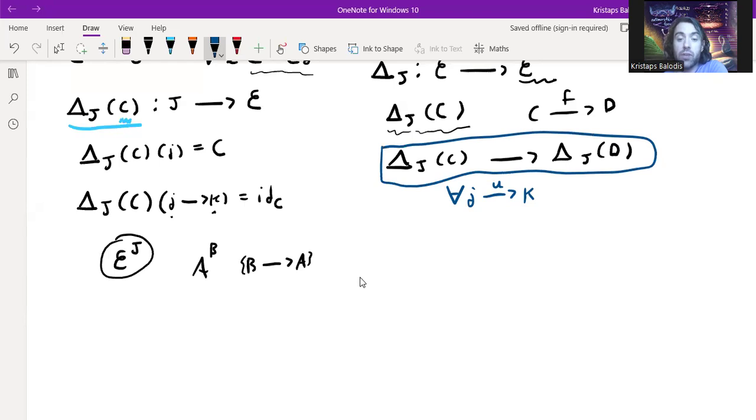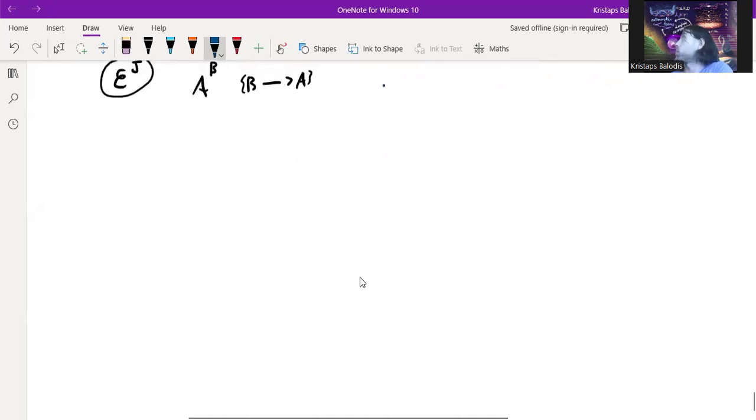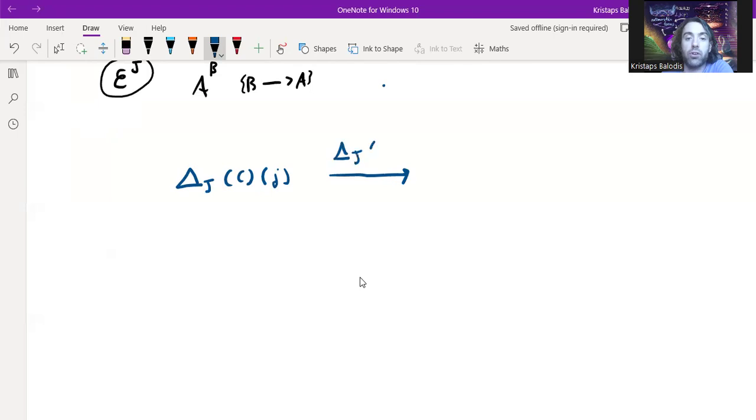Let me make a whole new screen here. So I'm going to make a big picture. Now this is going to look complicated at first, but I swear it actually turns out to be really simple at the end of it. So here I have this object. I can apply my functor to this map U. Here's the functor applied to the other object K. Now I have a natural transformation down to here.